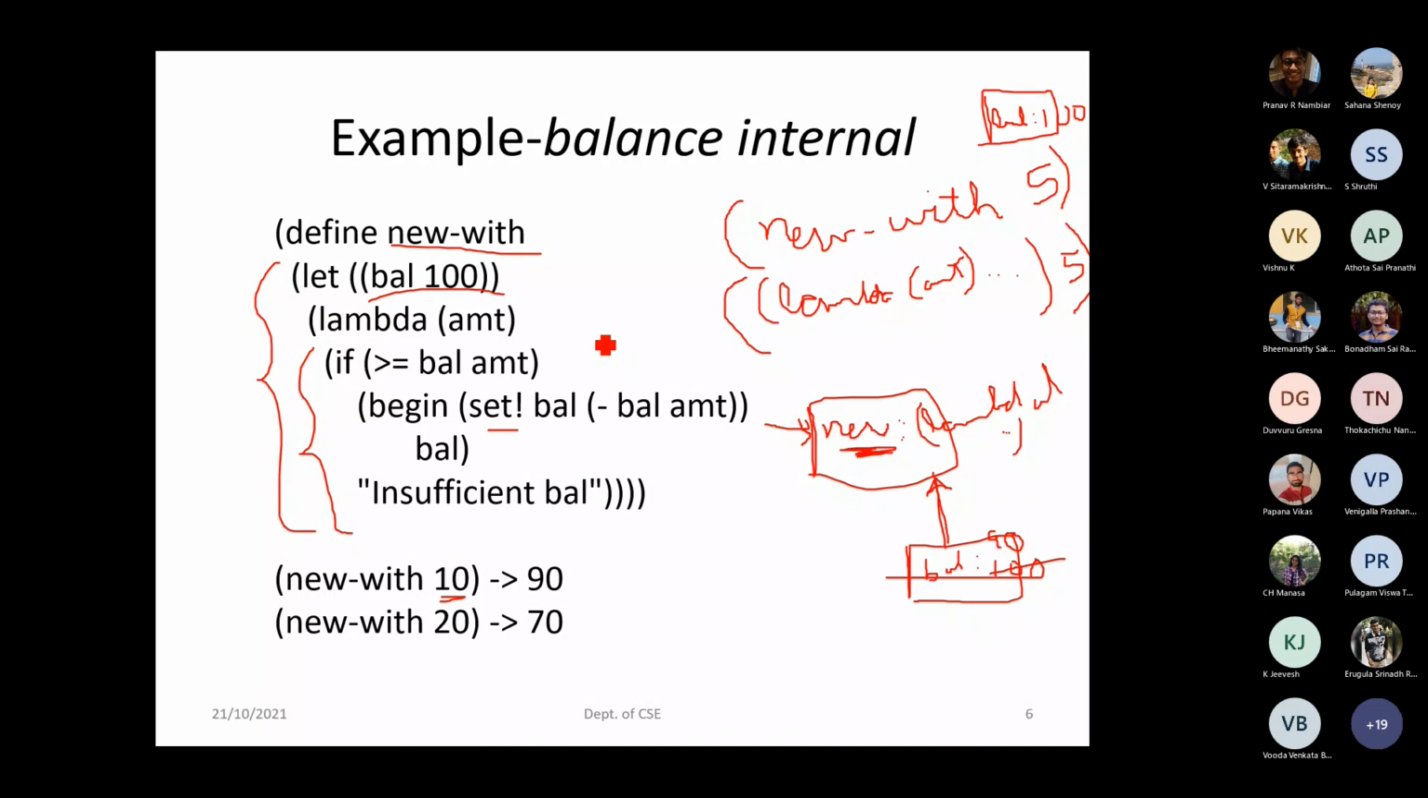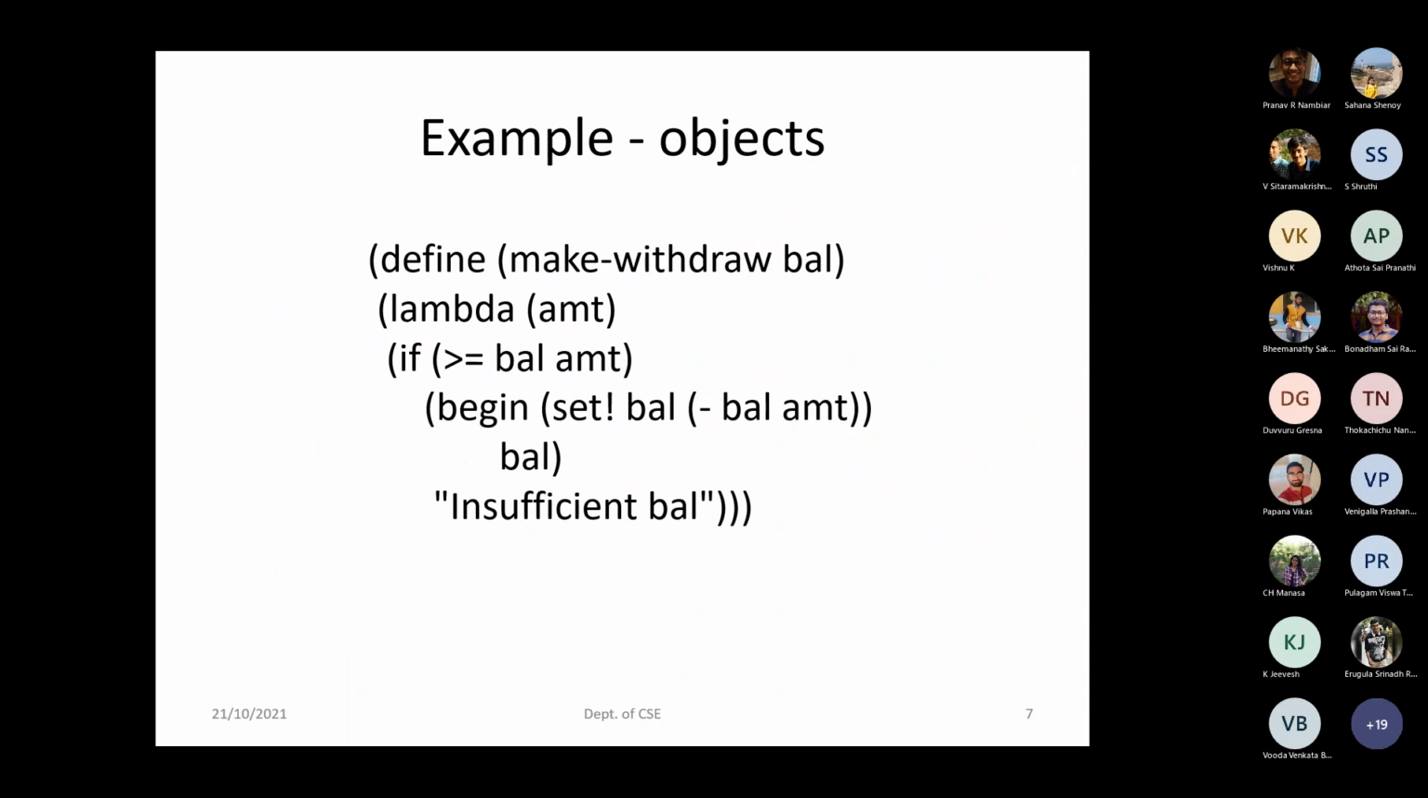So if you make a small change, instead of defining something like this, we can define it like this: make-withdraw with the balance, and this procedure itself will be returning a lambda procedure. I haven't changed anything. The procedure body was the same for all three procedures we have discussed. The only thing we have changed is that once we have used let; the other time, balance was like a global variable.